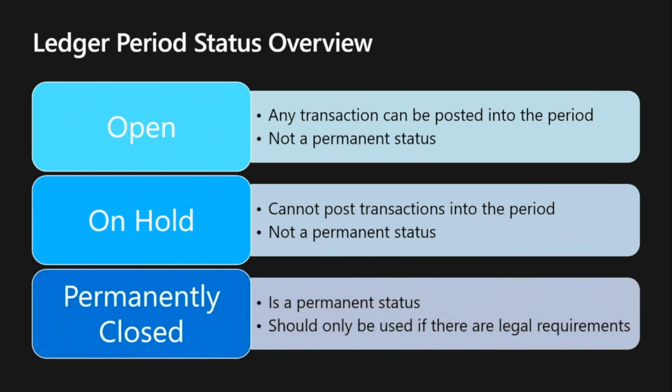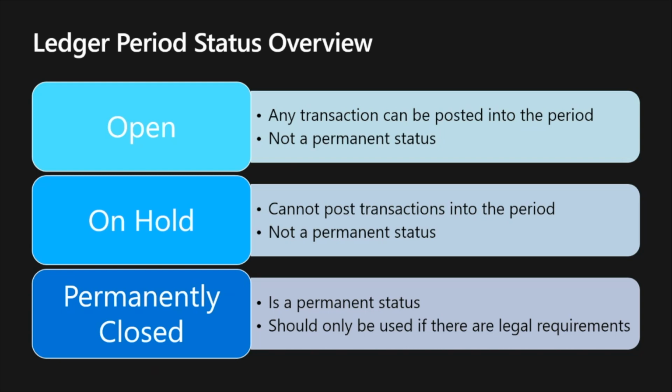The last status that we have is the option to permanently close. As the name suggests, this is permanent and cannot be undone, even if you open a Microsoft support ticket. You might use this option when a company closes or is no longer in business, if it is legally required by your local government, or if you are past the 7 years required for the US government, for example.